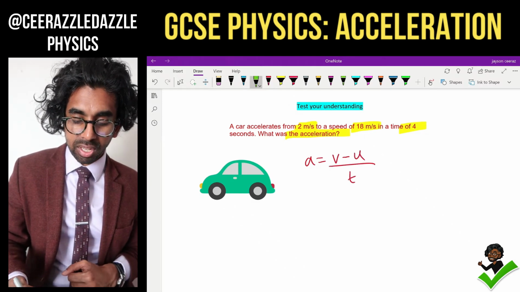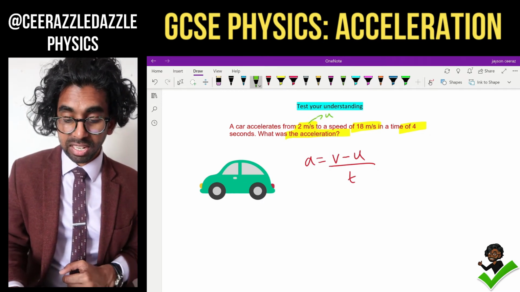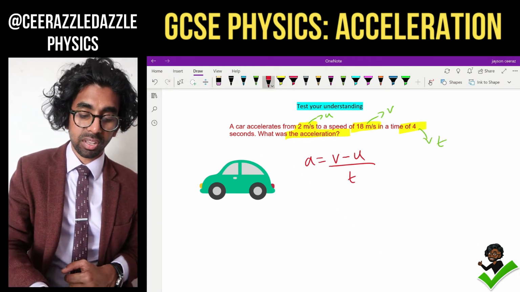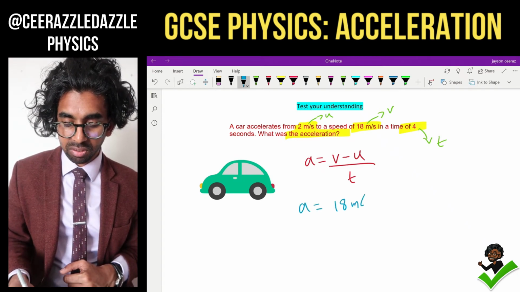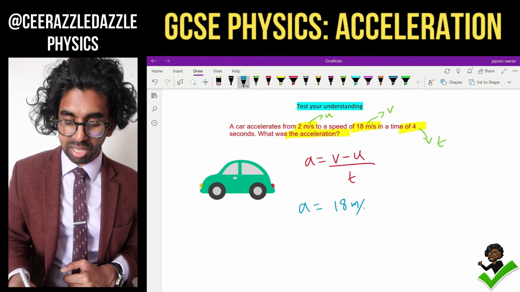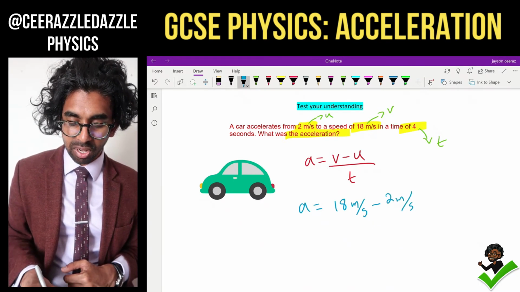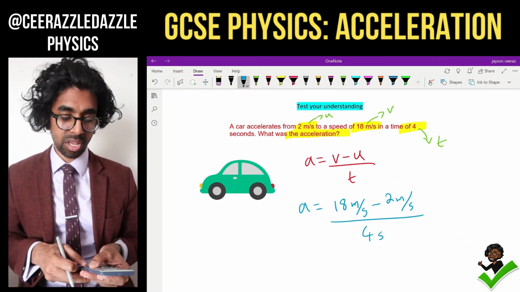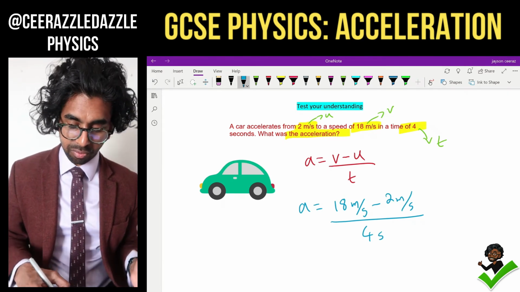Which one is which? So 2 is the initial, so that's U. 18 is the final, that's V. The time is therefore 4. Now we can plug it all in. Therefore, acceleration is equal to V, 18 meters per second, minus the initial 2 meters per second, divided by the time taken, which is 4 seconds. So in the calculator, 18 minus 2, divided by 4 equals 4.